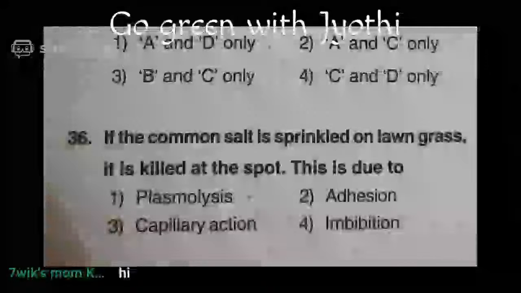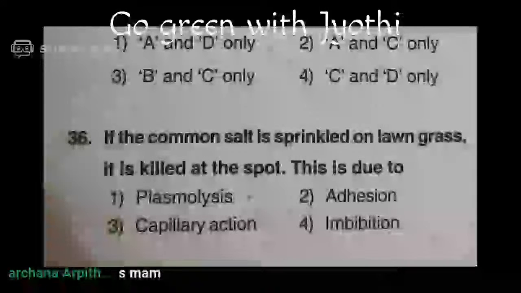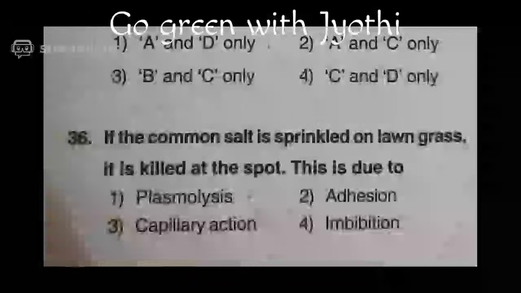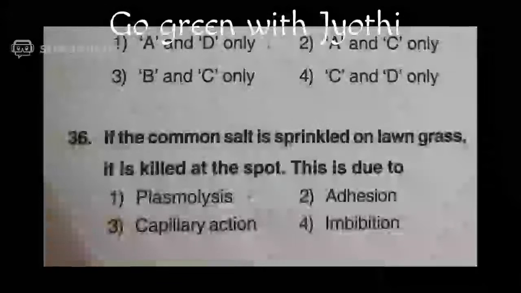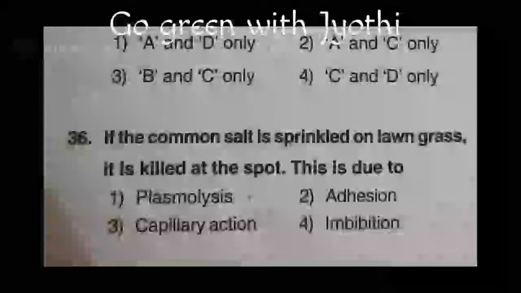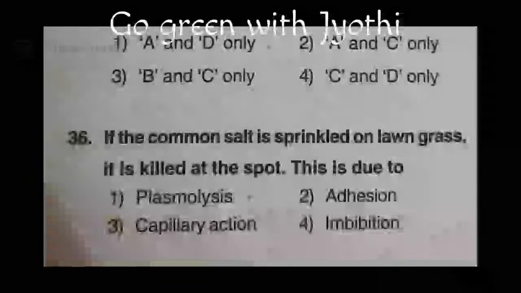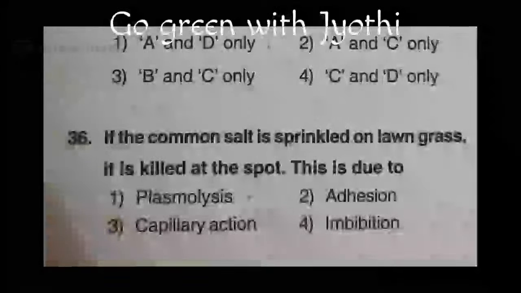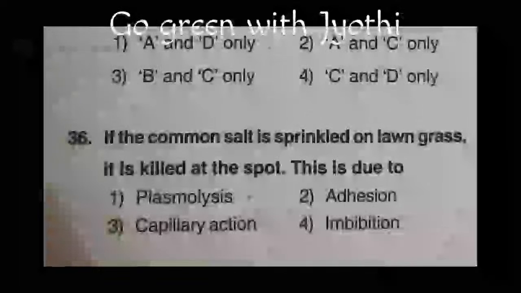The next test item: salt is sprinkled on lawn grass. The grass is killed at the spot. What happens in the grass and why is it killed at the spot? Identify the right option. The options are plasmolysis, addition, capillary action, imbibition.